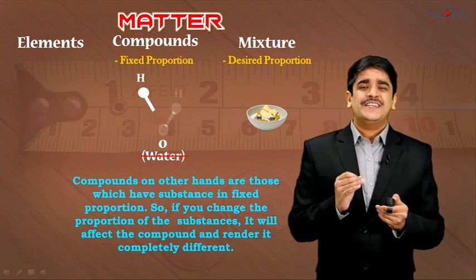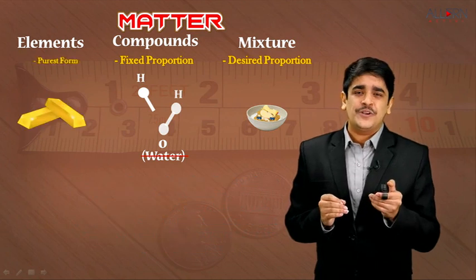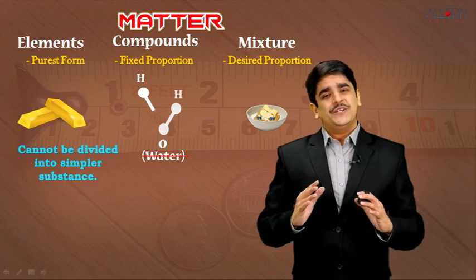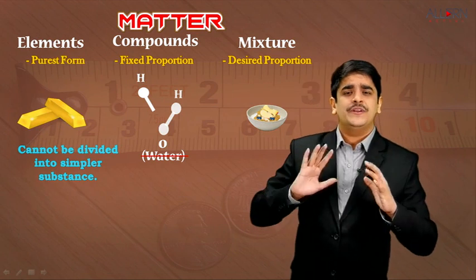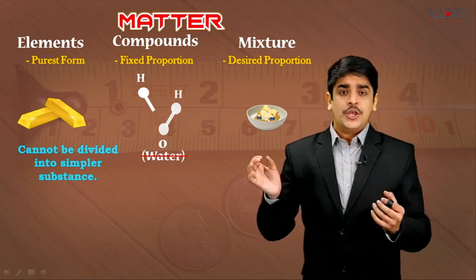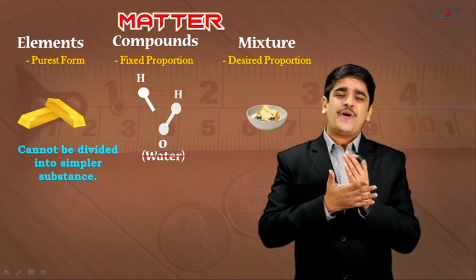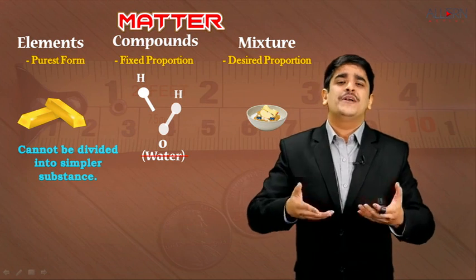Finally, the only substance which is left over here is going to be the element. An element, as we know, cannot be divided into simpler substances. An element is an absolutely pure substance made up of only one kind of atoms. It cannot be subdivided into two or more simpler substances.